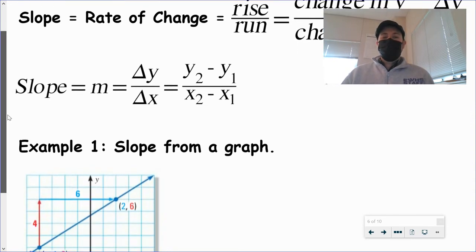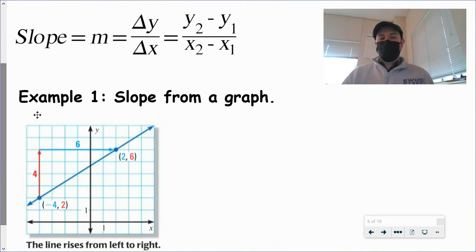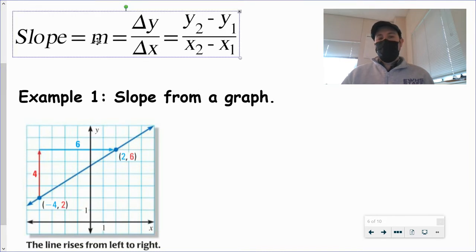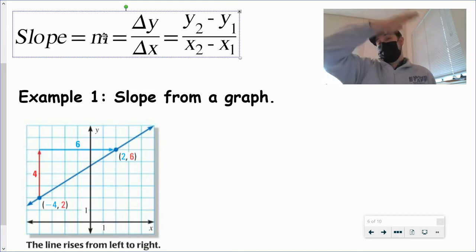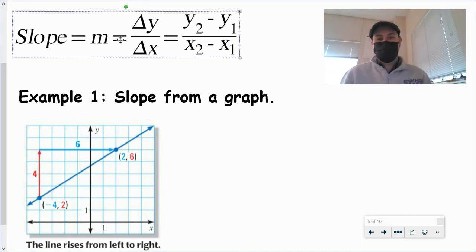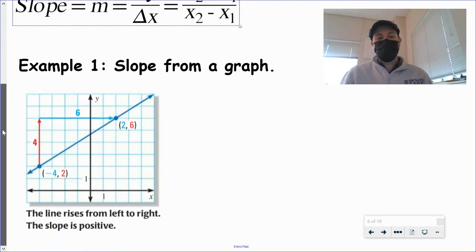Finally, we briefly touched on the slope formula. Notice that the letter m is used here. Frequently, we use m for slope. It's just sort of happened that way. This single number contains a lot of information. It describes how steep your line is, where it's going, and whether it's going up or down, that kind of thing. We talked a little bit about the slope of this graph.